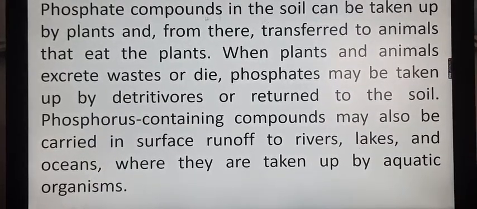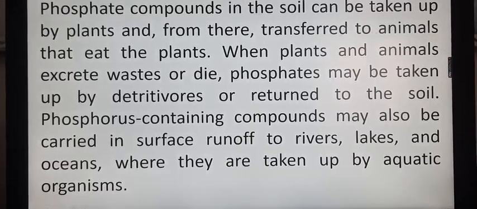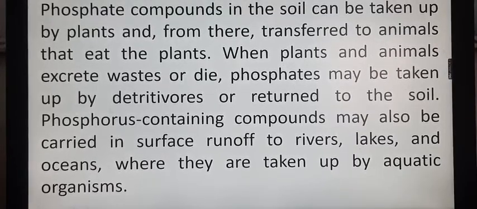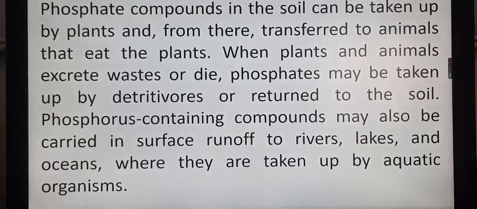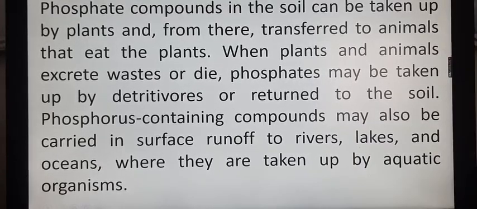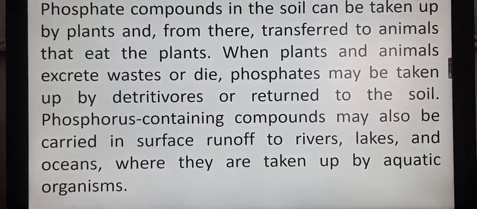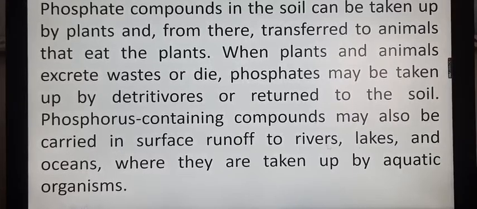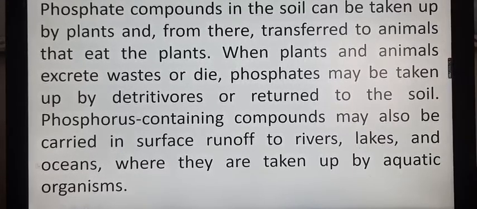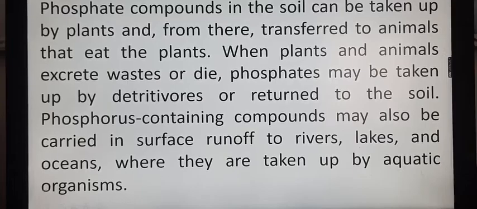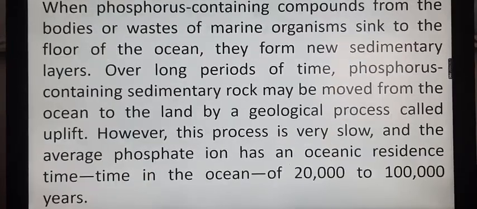Then phosphate compounds in the soil can be taken up by plants and from there transferred to animals that eat the plants. When plants and animals excrete waste or die, phosphates may be taken up by detritivores or returned to the soil. Phosphorus containing compounds may also be carried in surface runoff to rivers, lakes, and oceans, where they are taken up by aquatic organisms.